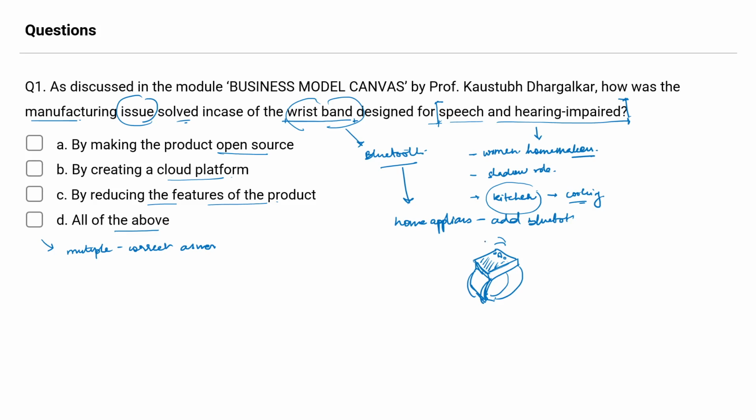So you need to tell what is the correct answer. Was it by making the product open source? Was it by creating a cloud platform? Was it by reducing the features of the product, or all of the above? Remember, it's a multi correct answer. There could be multiple right answers of it.